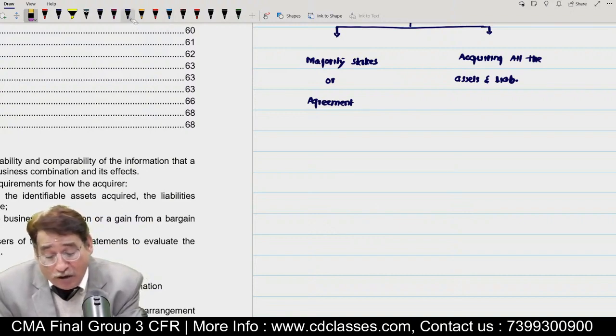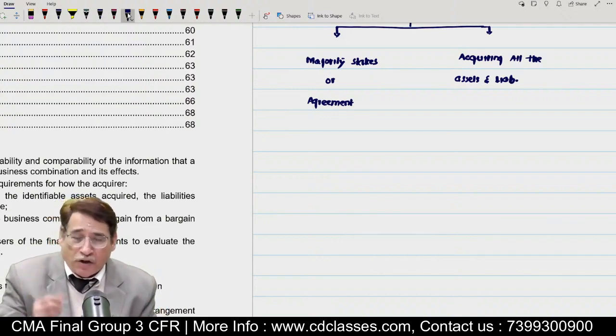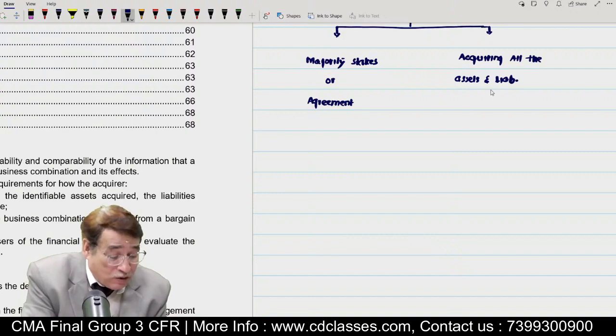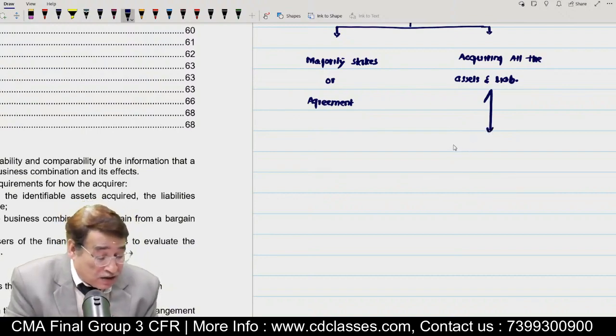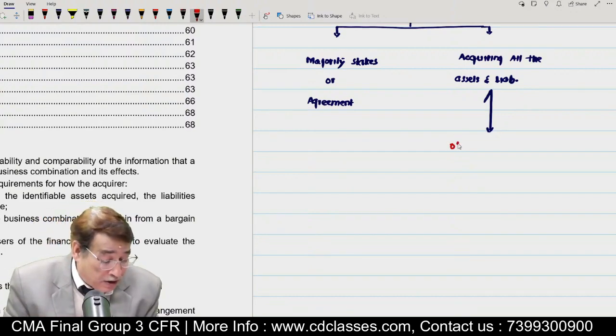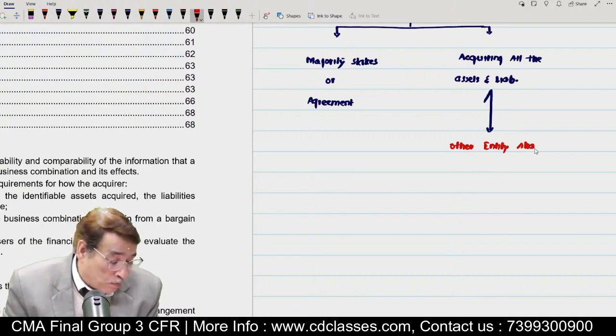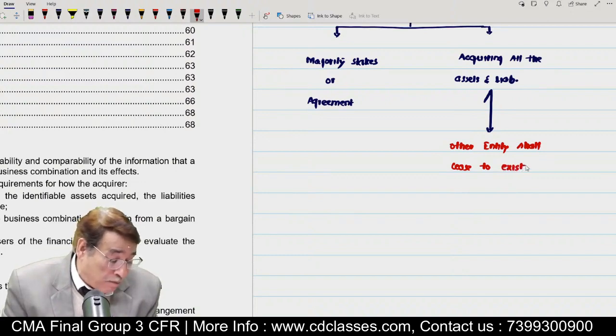When you have acquired all the assets and the liabilities of the other entity, how can the other entity function? You just think for a moment. It is not possible. So in this case, you must understand, when we get the control in this particular manner, then the other entity shall cease to exist. Is it clear to you or not? Other entity shall cease to exist. Now, the other entity in this particular case will come to an end.